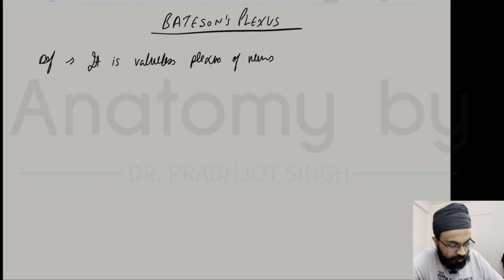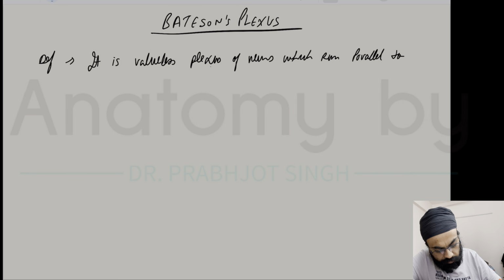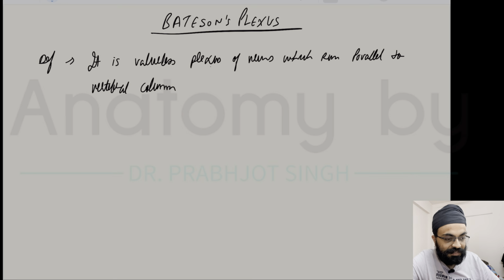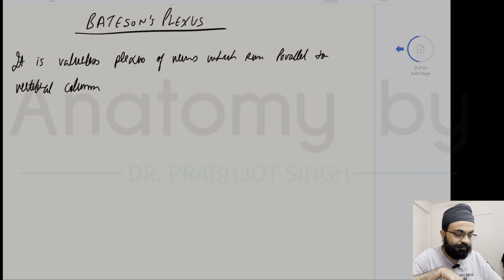So what is Bateson's plexus? It is, definition, a valveless plexus of veins which run parallel to the vertebral column. That is Bateson's plexus. Now let us draw its diagram on the next page.